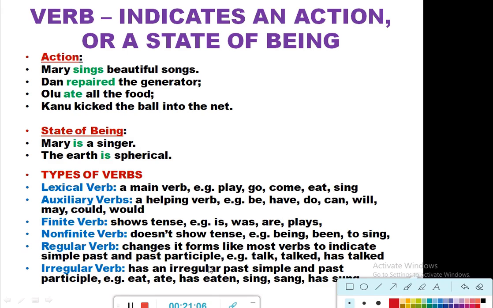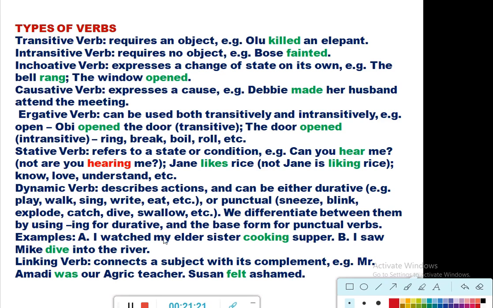An irregular verb has an irregular past simple and past participle. For example, eat, ate, and has eaten. Then you have sing, sang, and has sung. So those are irregular verbs.